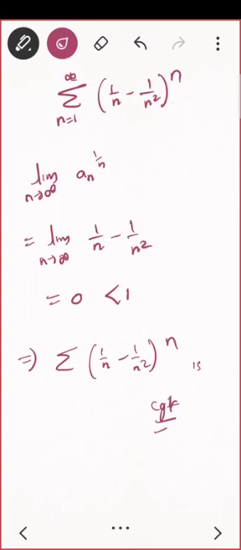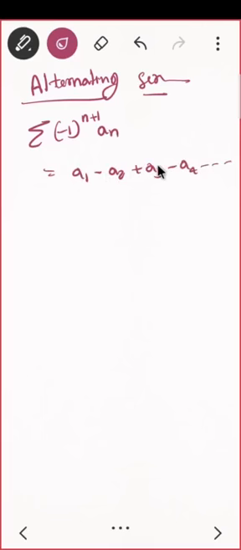Now let us see one more type of series that is called alternating series. So what do you mean by alternating series? Alternating series means one term will be positive, one term will be negative. It is something like summation (minus 1) raised to n plus 1 a_n. So this will be a1 minus a2 plus a3 minus a4, like this, correct? This is called alternating series.